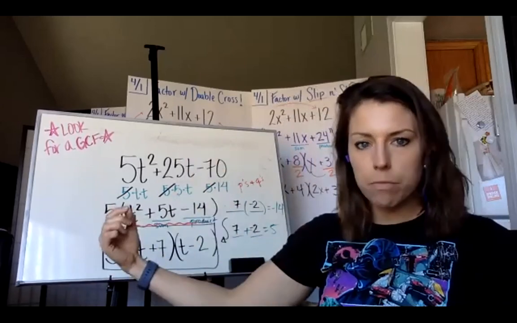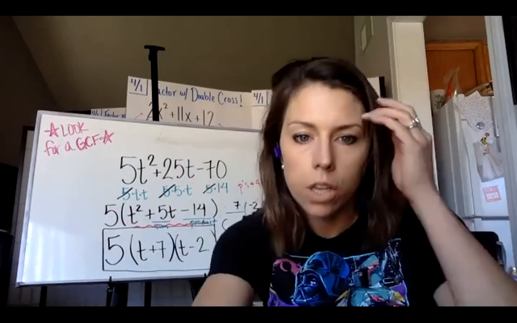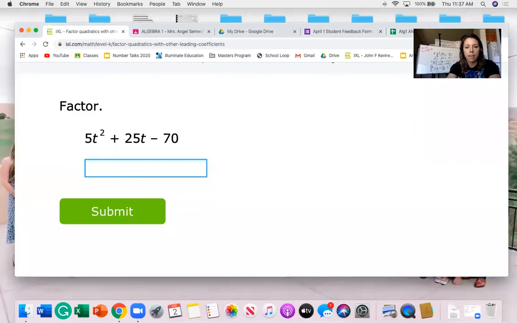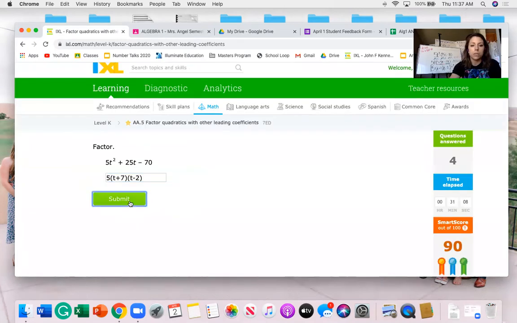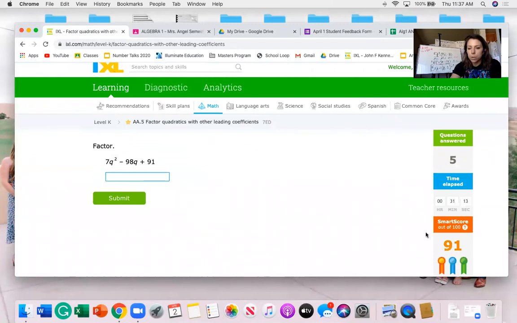I took out the GCF, put it out in front, and then I factored using P's and Q's with what I had left. So over here in IXL, make sure again that 5 goes out in front, followed by your first binomial using P's and Q's, and your second binomial using P's and Q's. Hopefully that works. And there you go. So notice once you get into a SMART score of 90s, which is definitely above and beyond, you're going to have to deal with some larger numbers. Here, this is probably telling me that 7 does go into 91 and 98.